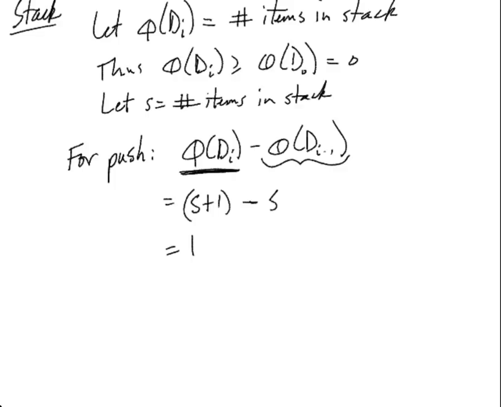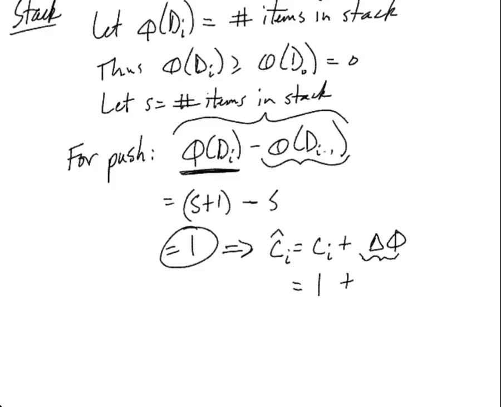So what this means is that our amortized cost for that operation, since it's going to be the original cost plus the change in potential, which I'm just going to say delta phi, the actual cost of a push is 1 unit. And then the change in potential, which we computed here, is 1. So our amortized cost for a push is 2 units.